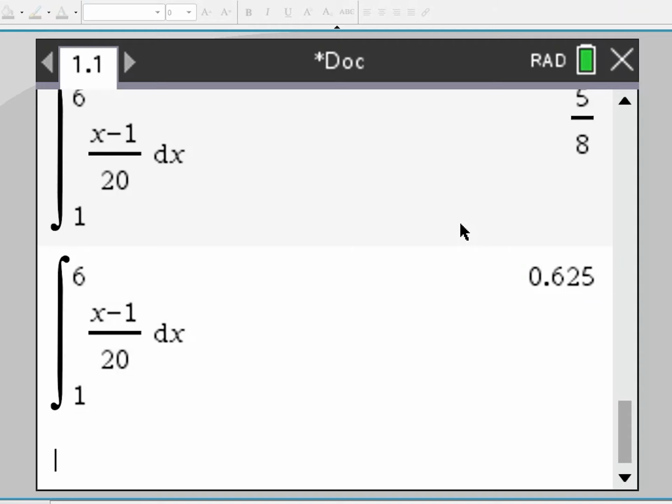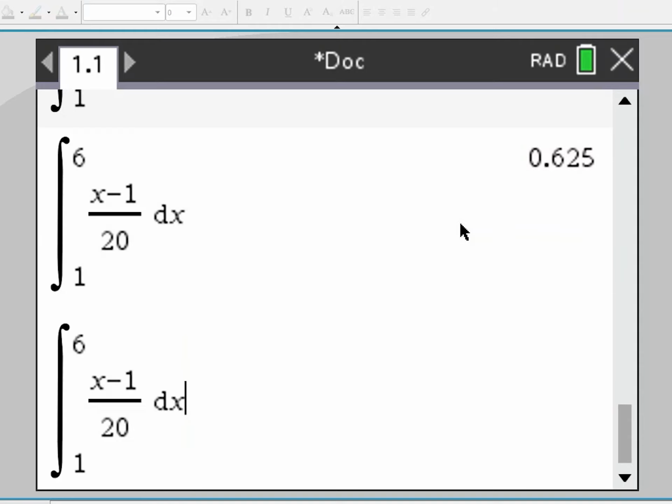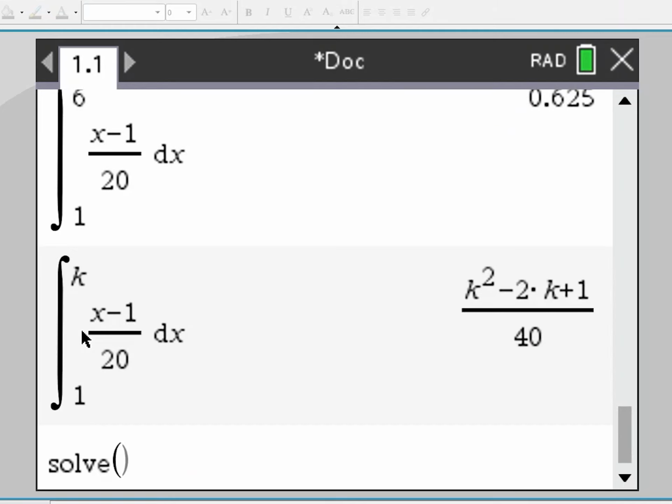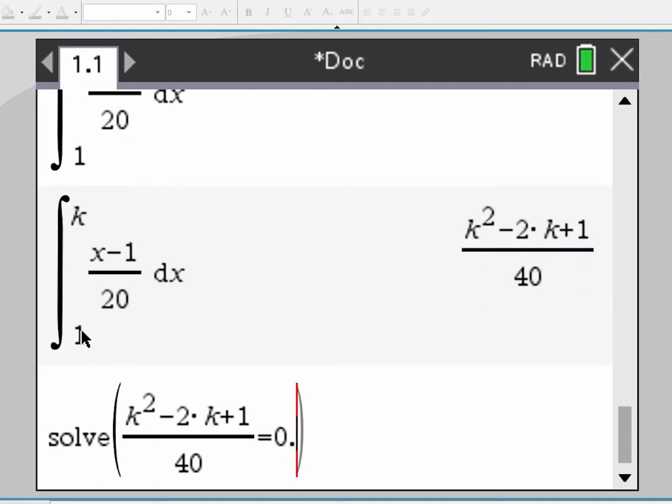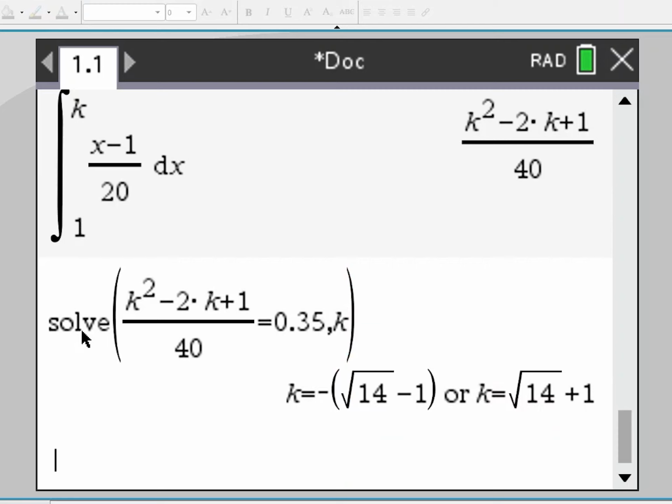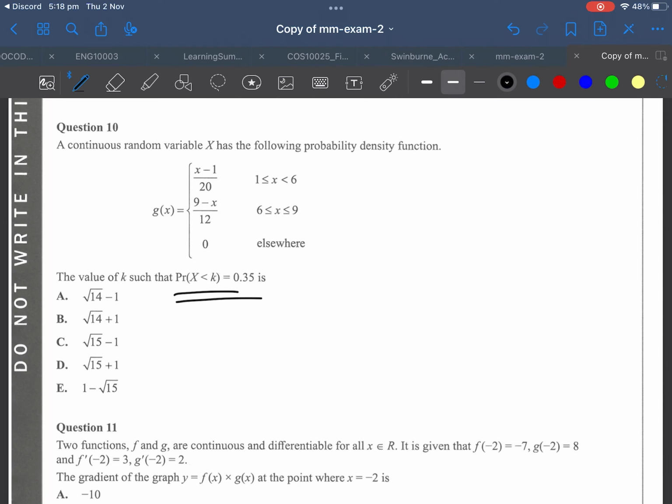So I'm going to replace 6 with k and solve that for equals to 0.35 comma k, and they want an exact answer, so I'm just going to press enter, not control enter. And k cannot be negative because it's outside the domain, and probability cannot be negative, so our answer is going to be square root of 14 plus 1. So it looks like our answer is going to be B.